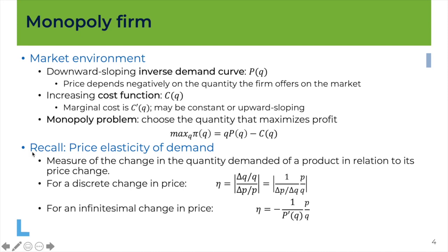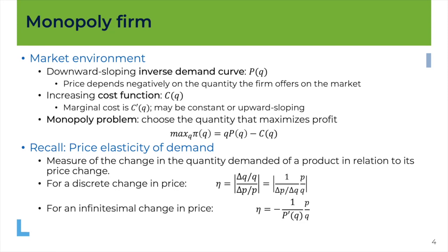Now, what we want to solve is the monopoly problem, which can be defined as the monopoly choosing the quantity that maximizes profit. Profit is usually written by the letter pi, so pi of Q is the profit for a given quantity Q, and it's computed as the difference between total revenue and total cost. Okay, so before we go there, let me remind you of a very important concept, the concept of the price elasticity of demand. You've seen this already in your very first economics class.